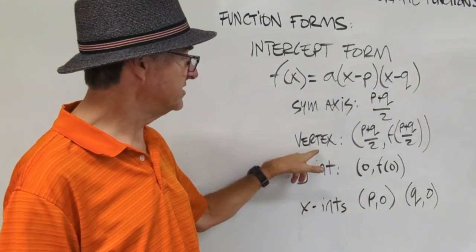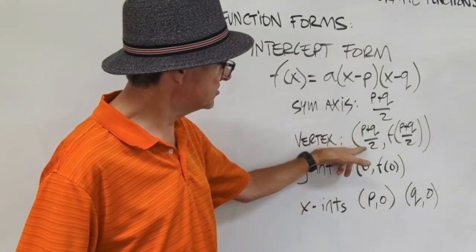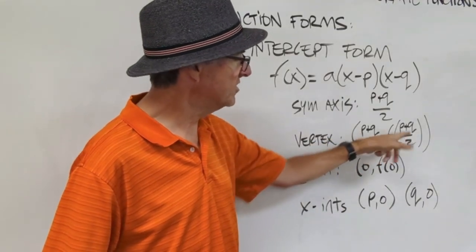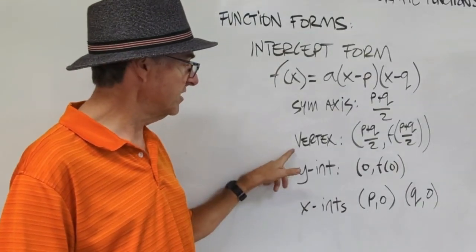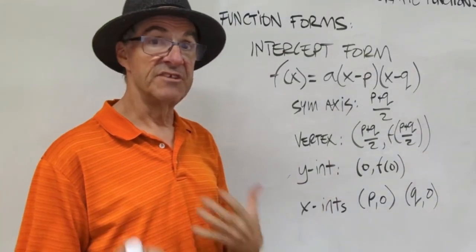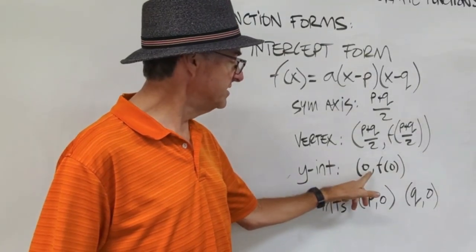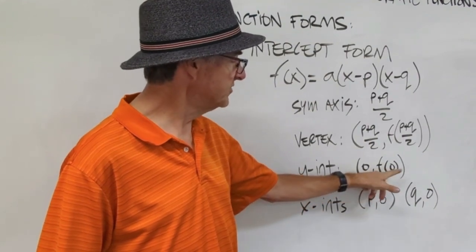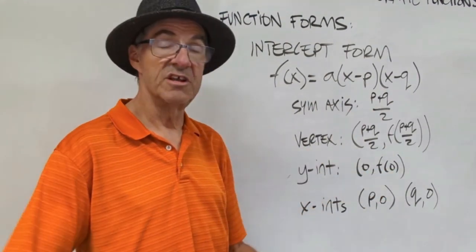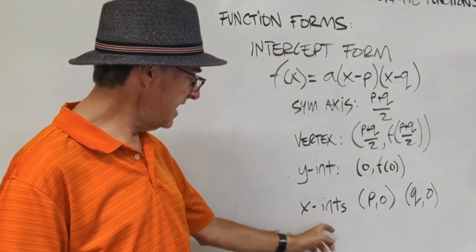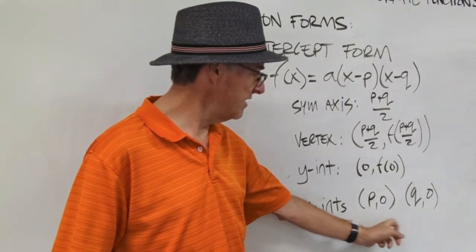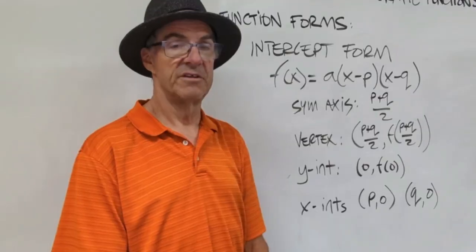Just like before, to get the vertex, we take the symmetry axis and we plug it into the function, and it spits out the y-coordinate of the vertex. So that's how you get that. The y-intercept, again, just like before, is the point (0, f of 0). So you put 0 back into your function and find out what that is, and that would give you the y-intercept. Lastly, like I said, the x-intercepts you get for free right from the function.